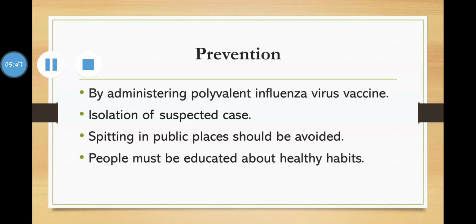Prevention: by administering polyvalent influenza virus vaccine, isolation of suspected cases, spitting in public places should be avoided. People must be educated about healthy habits.